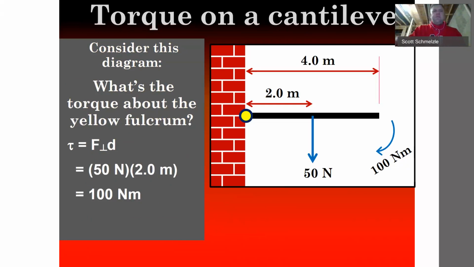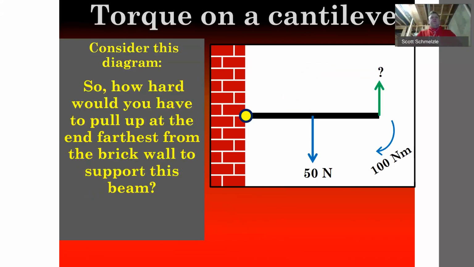All right. So we then ask, okay, how hard would you have to pull up at the end farthest from the brick wall to support this beam? Now, please understand, I get it, right? If we're looking at this green arrow here, that's vertical and it's 4 meters away. We would need an entire another structure up on the top of this thing in order to even talk about support. Likely we're going to put this on an angle, but for our purposes, putting on an angle is a little bit more difficult than what we want to accomplish. We want to get the idea of just this concept of torque up and torque down balancing out.